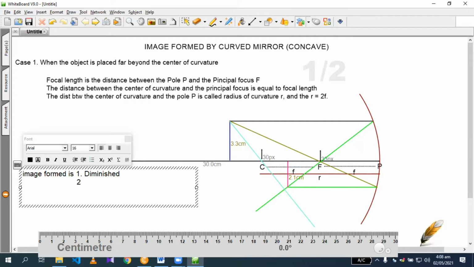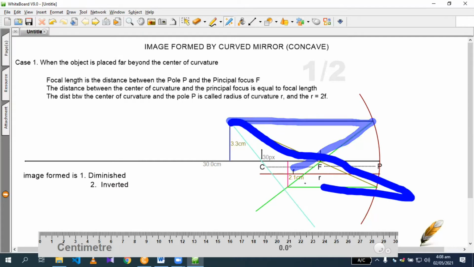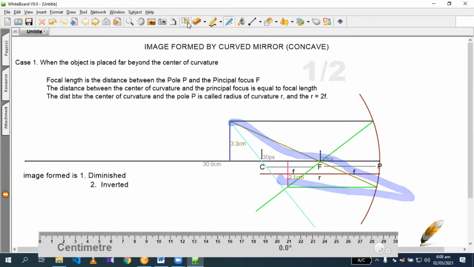What else can we say? It is inverted. Yes, the image is upside down. Remember, I told you when I was mentioning this, I said something about this going straight and turning down, and this one coming downward and moving like this. So which means it has turned upside down.